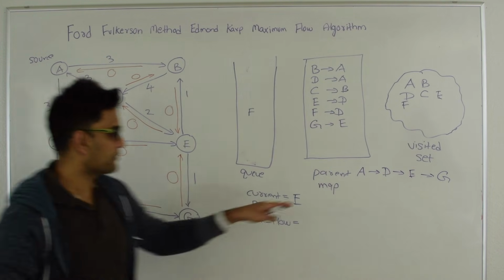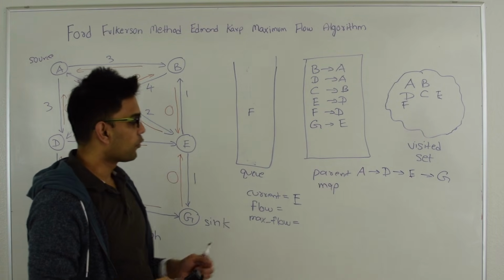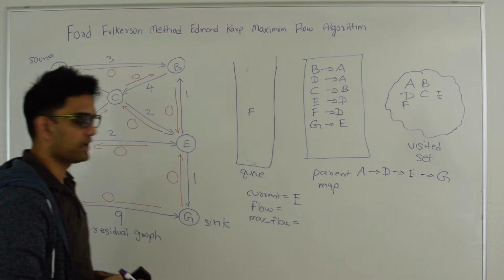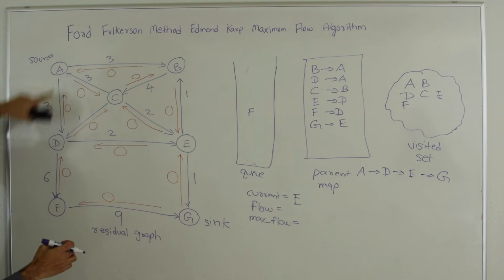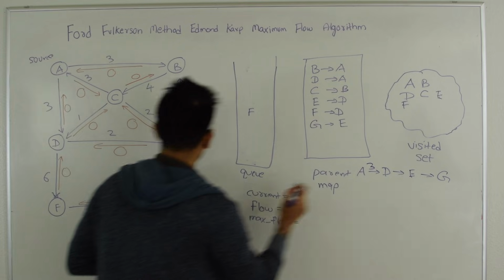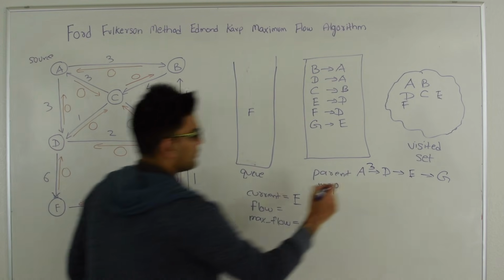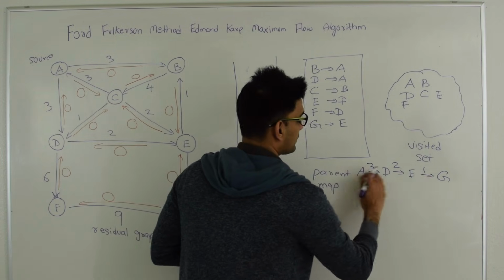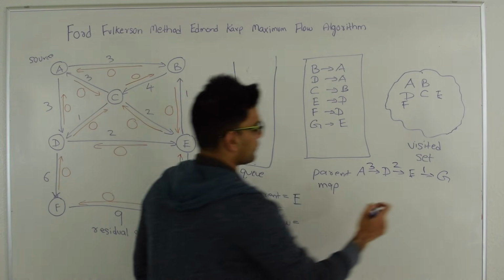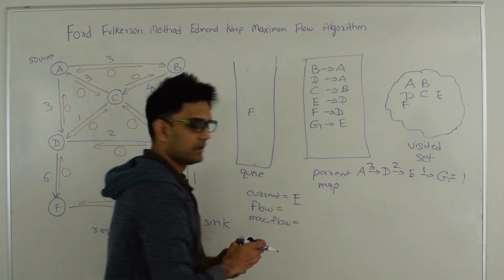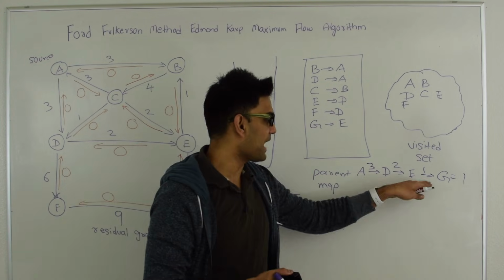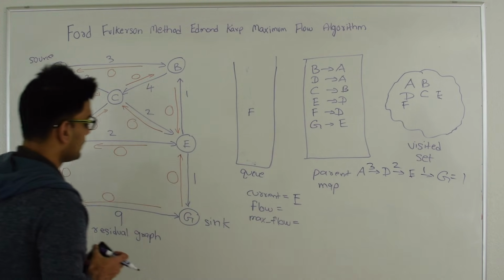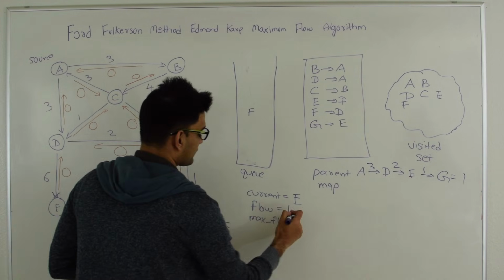Now, once we have reconstructed this path, let's see what the minimum residual capacity is on every edge. A to D is 3, D to E is 2, and E to G is 1. So the minimum capacity on this path is 1. The residual capacity on this path is 1. So the maximum flow we can get in this path will be 1.